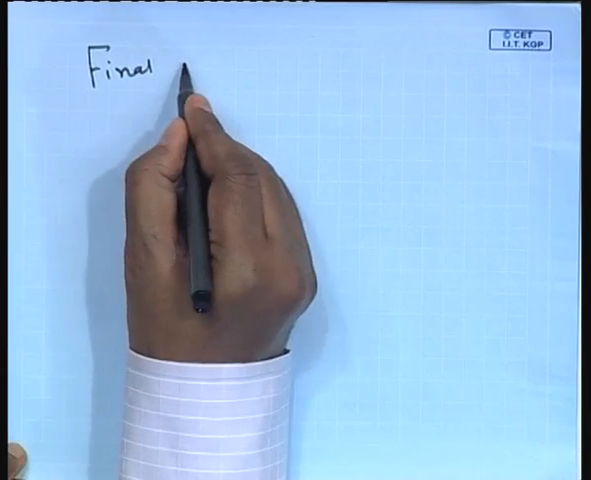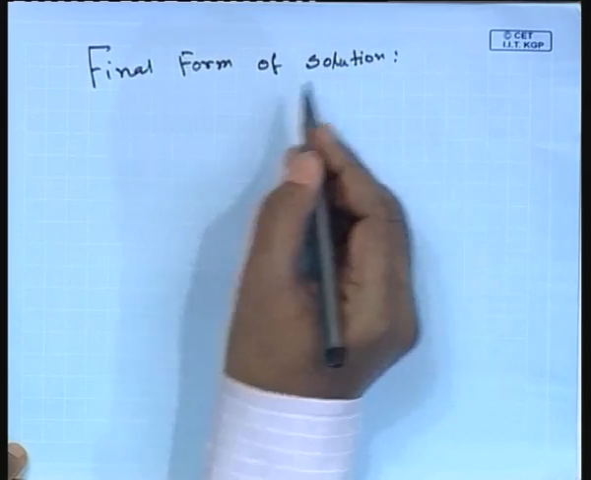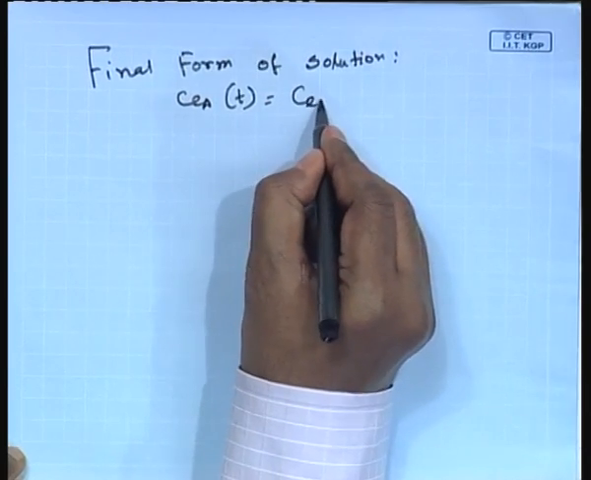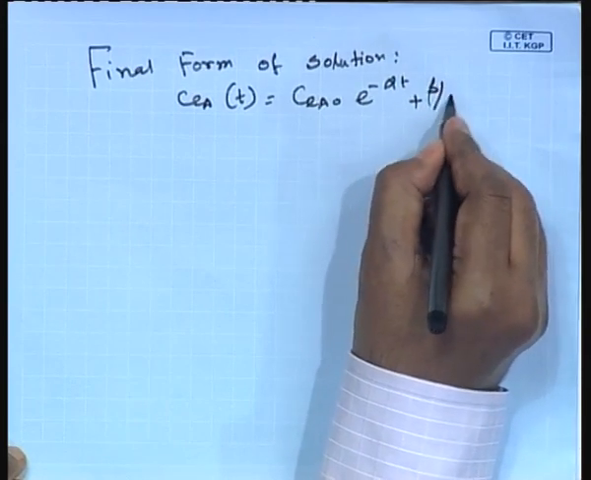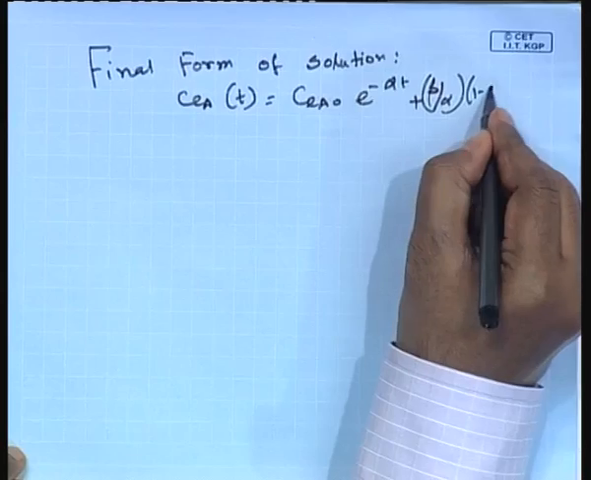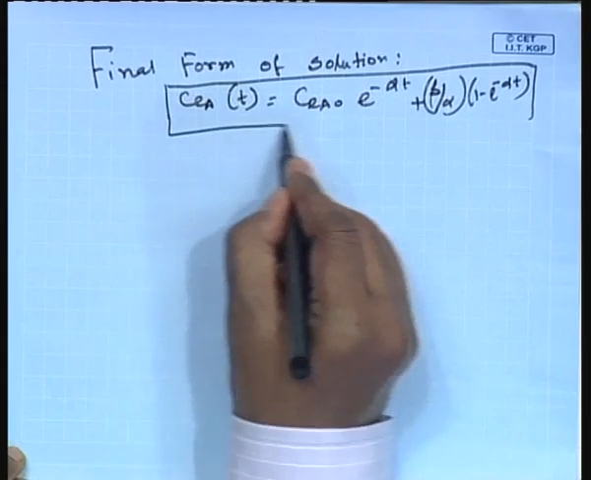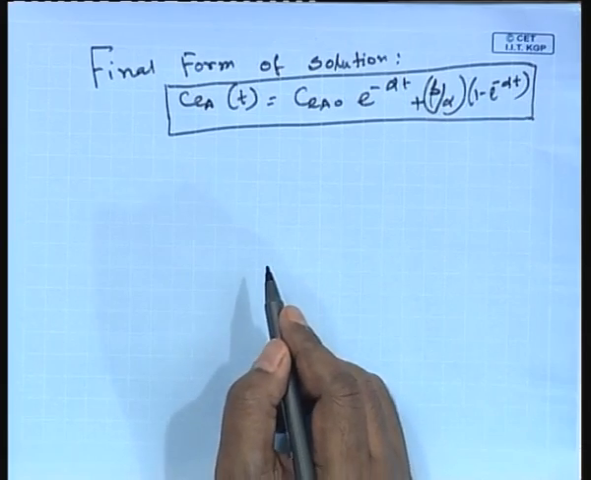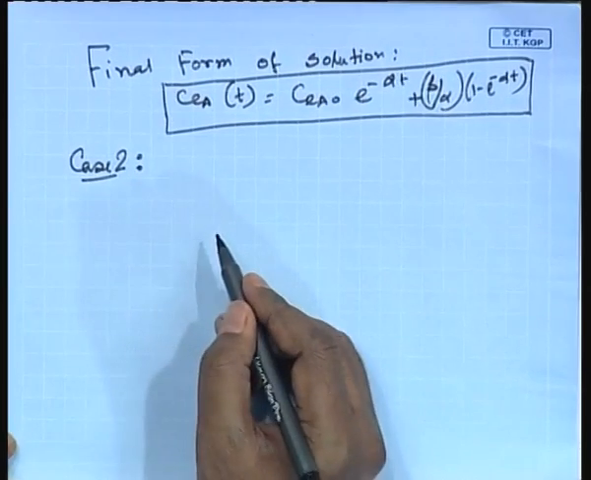The final form of the solution becomes CEA at any point of time is equal to CEA naught exponential minus alpha t plus beta by alpha times (1 minus e to the power minus alpha t). This gives the final solution of this particular situation when the breakage is small. Now, let us look into the case number 2 where the breakage is reasonably large. Okay.